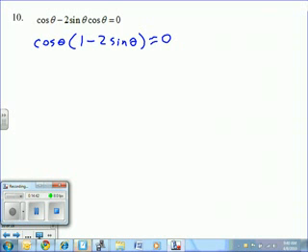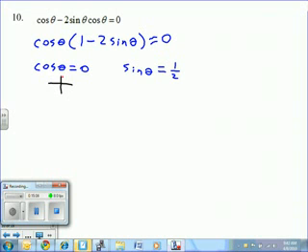You've got it factored. So you set your factors equal to 0. So you've got cosine theta equals 0. And then what would sine theta have to equal? 1/2. How'd you get 1? All right. Where does cosine equal 0? 90.